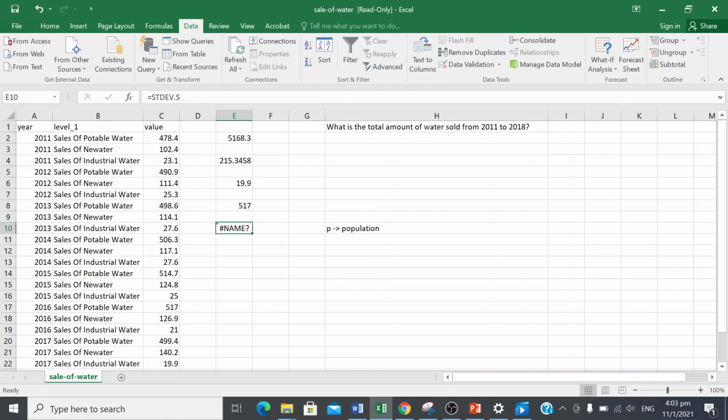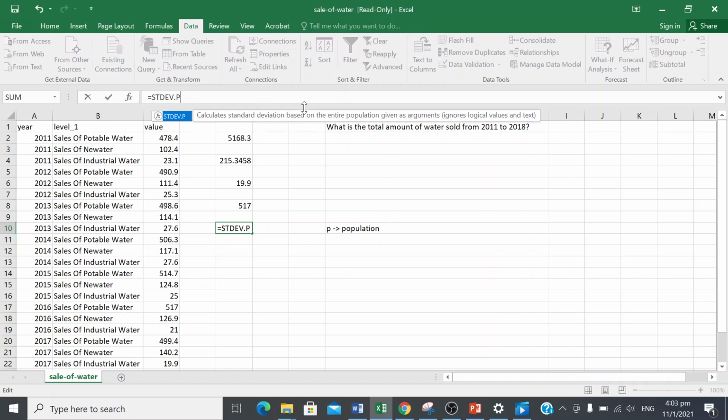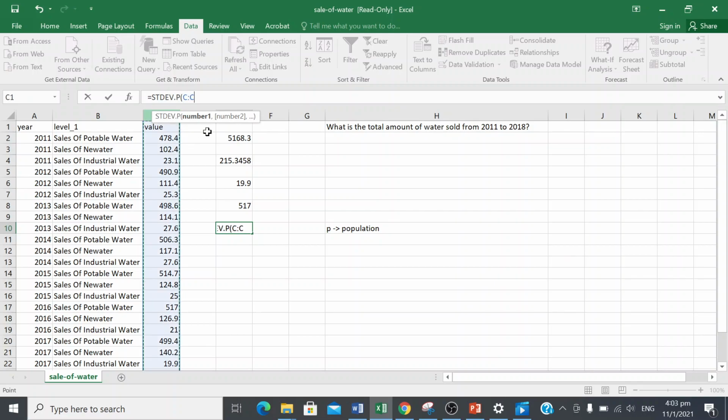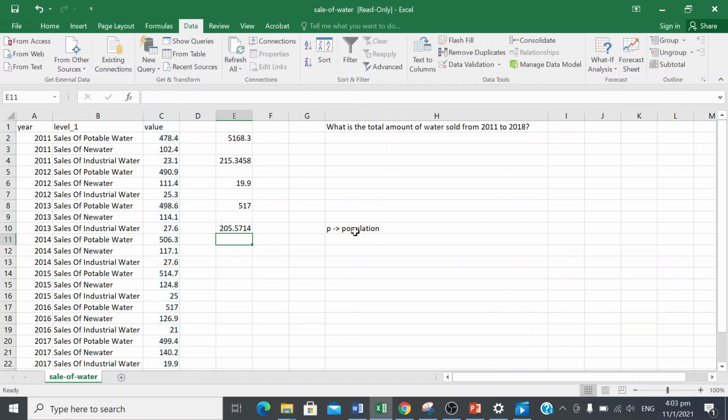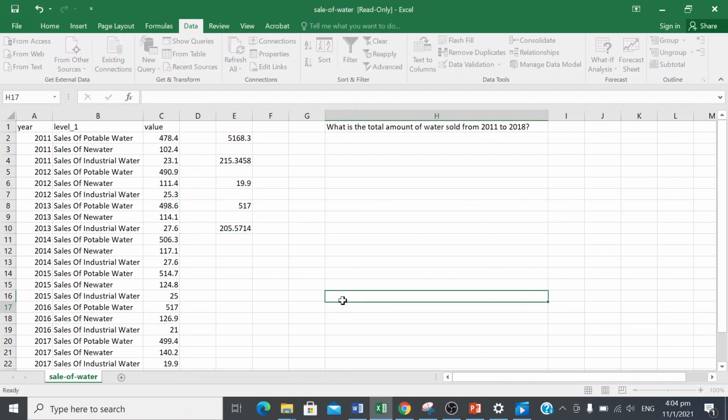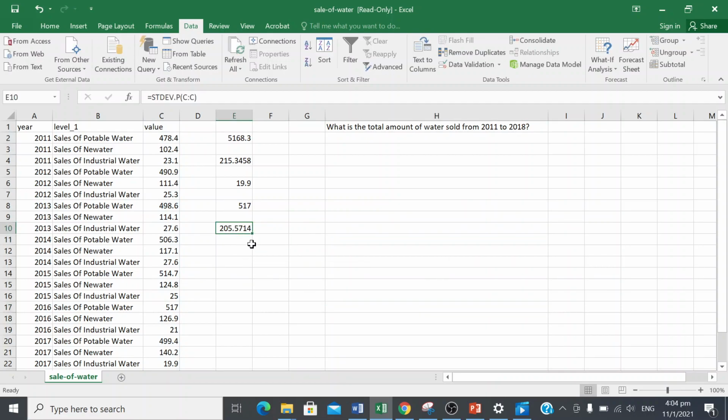So it's going to be dot P. You open the bracket again. Now, in this set of values, what is the amount of deviation? We hit enter, and we can find that this is the calculated amount of deviation between the numbers.